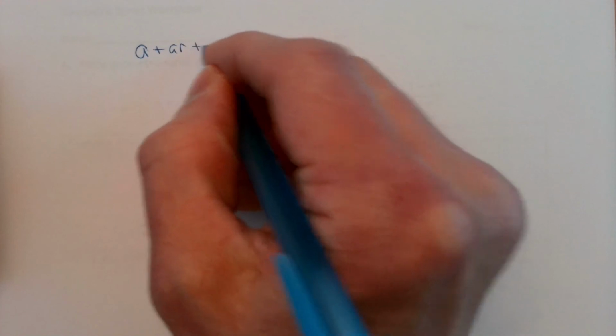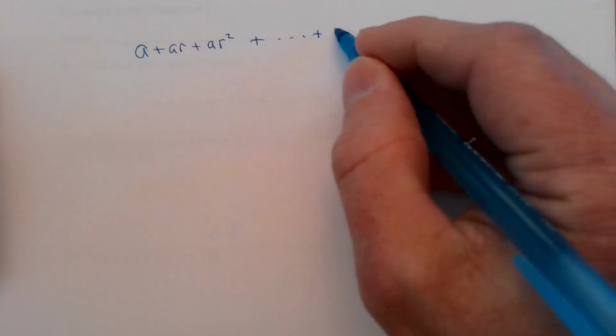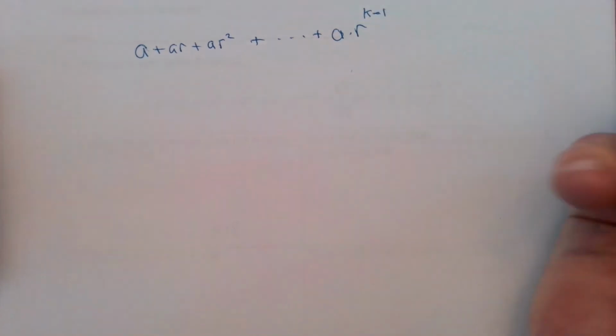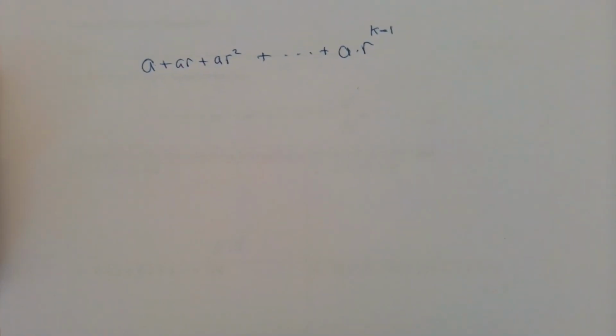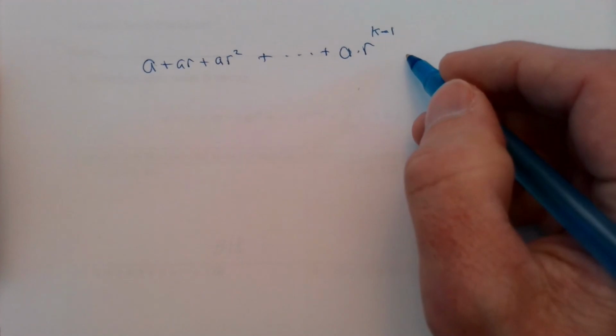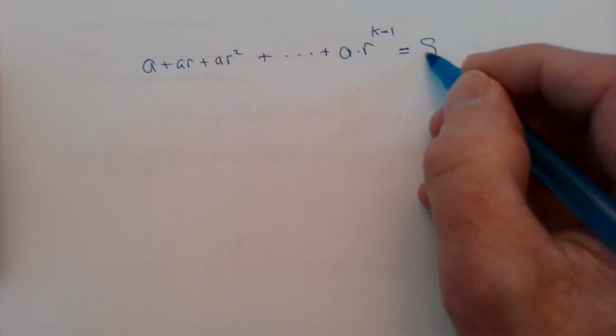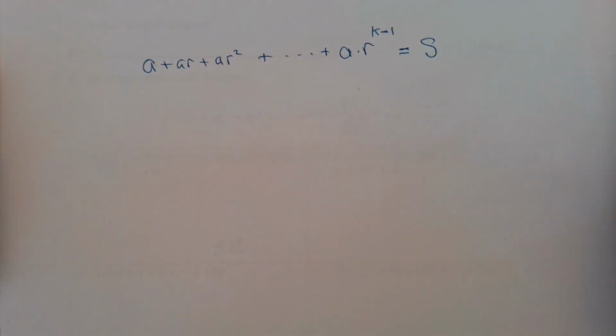Let's start off with a plus ar squared plus, until you have a times r to the k minus 1. And you just set that equal to, well, for now we'll call it s. We're going to try to show you that s equals that formula that we just looked at.